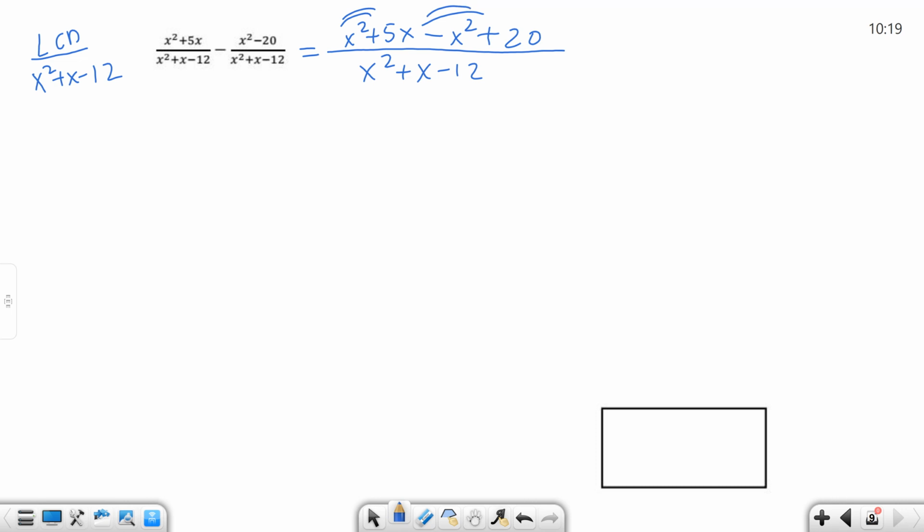And now, again, I combine my like terms here. x squared minus x squared, those cancel because x squared minus x squared, right? And that leaves me with 5x plus 20 over my LCD, right? So I can't do anything else. I've simplified my numerator. You always want to make sure you simplify your numerator first.